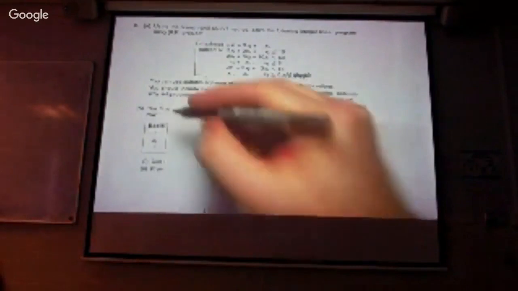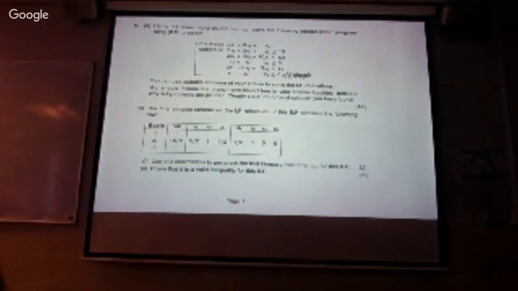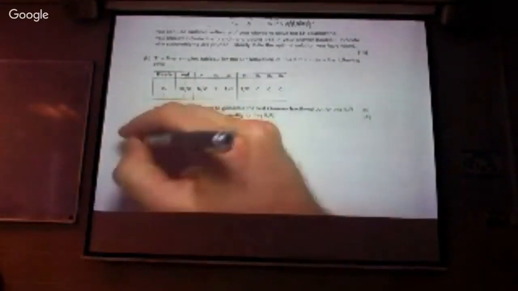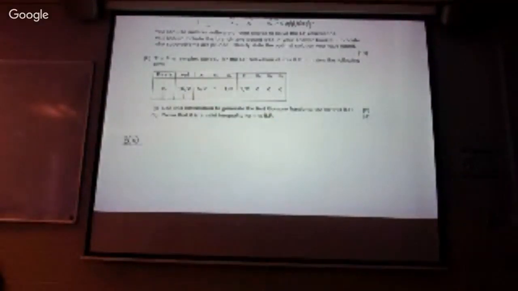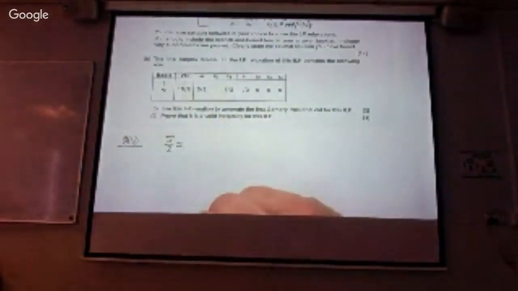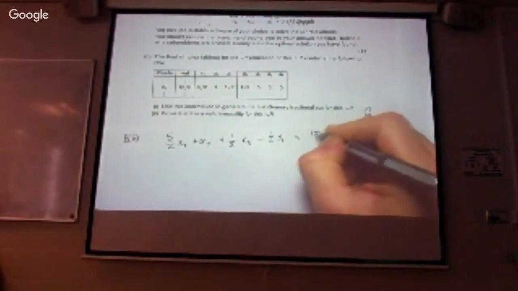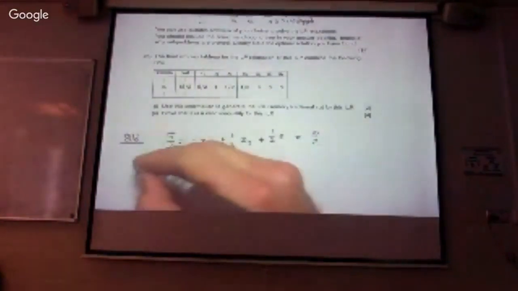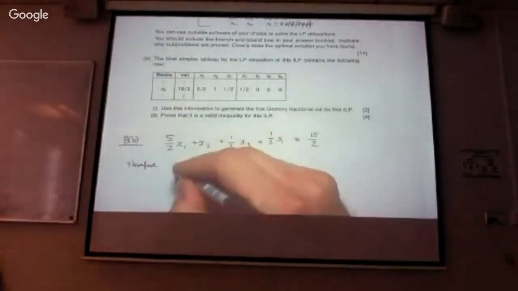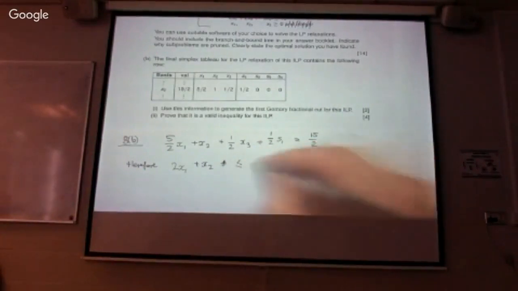This was question 8. And this is just like the second part of the assignment. Yeah, IPs, exactly. So the way it goes is that you say that 5/2 x1 plus x2 plus 1/2 x3 plus 1/2 S1 equals 15/2. Therefore, 2x1 plus x2 is less than or equal to 15/2.